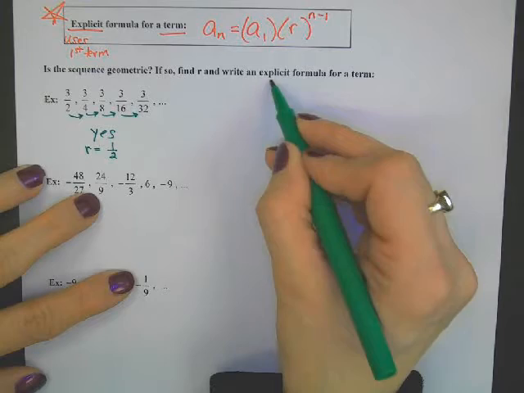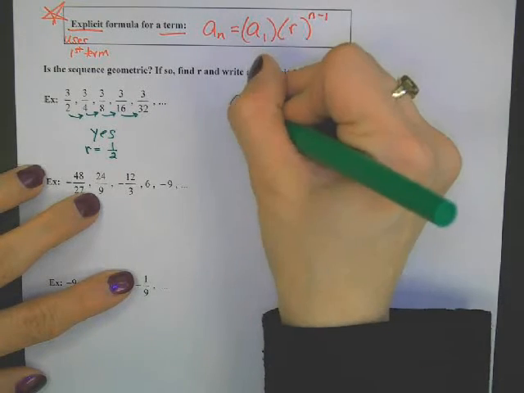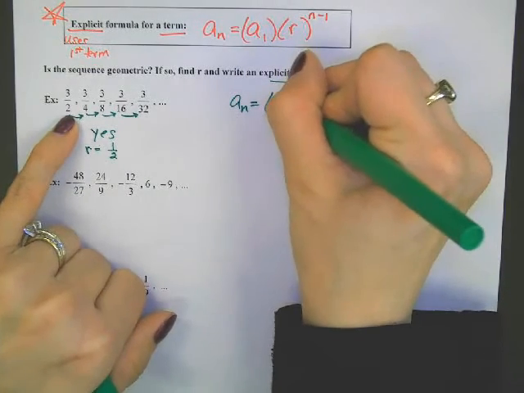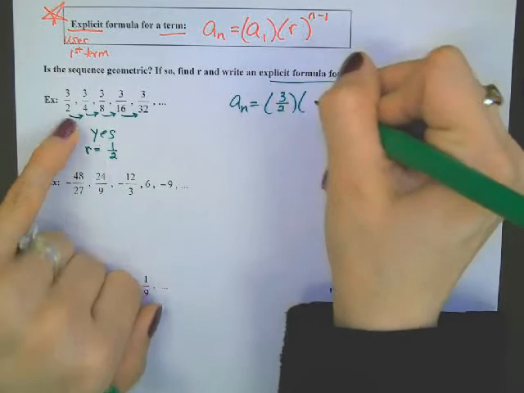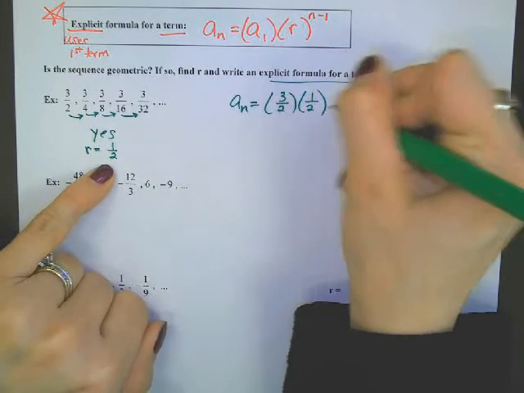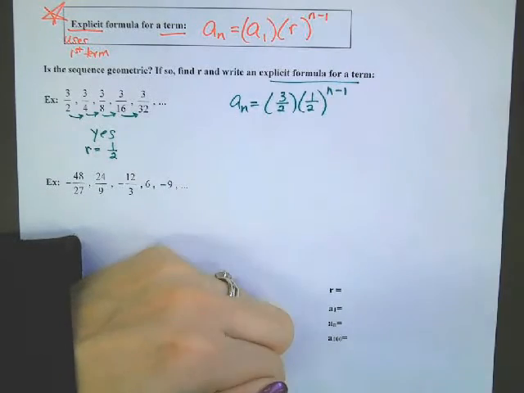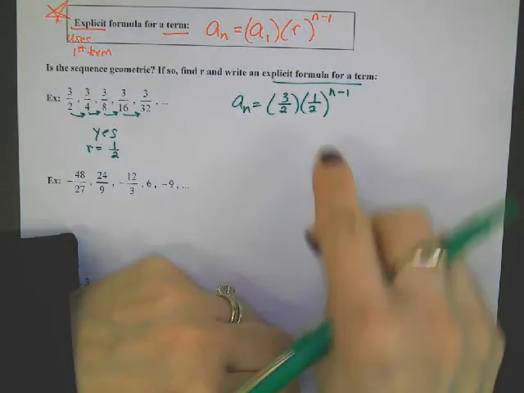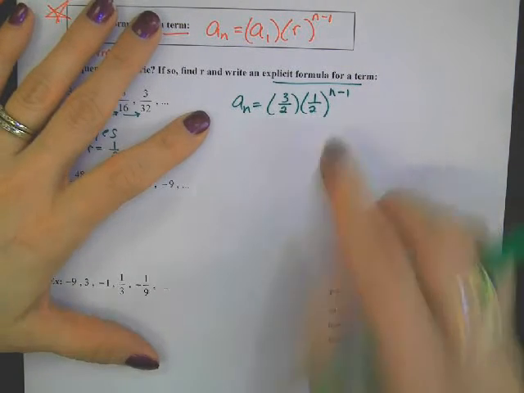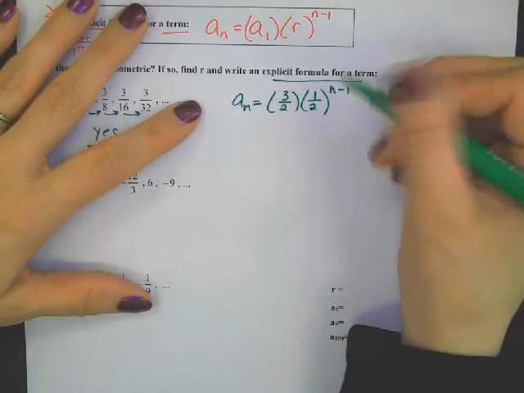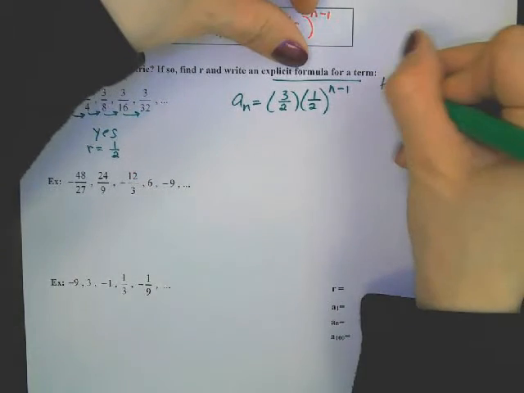Yes, this is definitely geometric because the R is 1 over 2. Okay, if it is, write an explicit formula. Okay, A sub n is, give me the first term. This sequence has 3 halves. And then R is 1 half to the power of n minus 1. Now, just like with the arithmetic formula, you have to simplify this. I'm going to show you how. Once you do it a couple times, you're going to get the hang of it. So please pay very close attention.